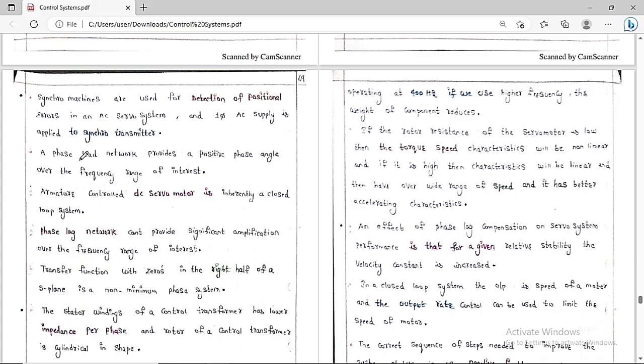The next point is synchro machines are basically used for the detection of the positional errors in an AC servo system, whereas a single phase AC supply is applied to the synchro transmitter.